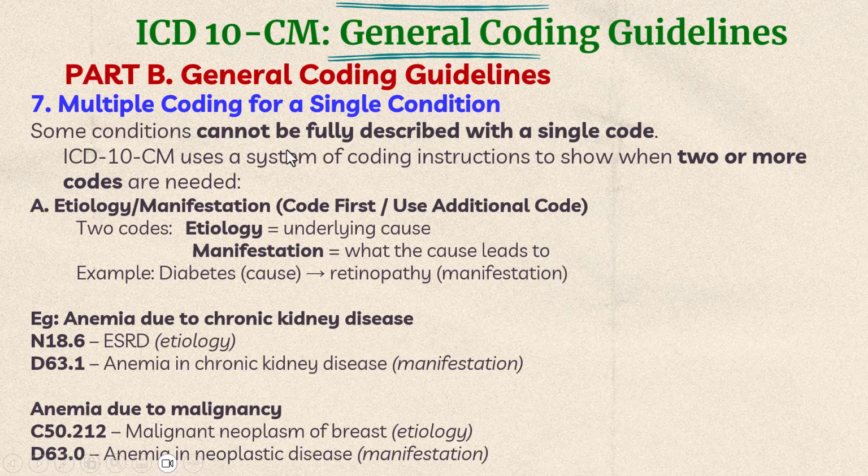So the ICD-10-CM uses a system of coding instruction to show when 2 or more codes are needed. So we can see in 4 parts. First one is A, etiology manifestation. So code first and use additional code. So there are 2 codes used.